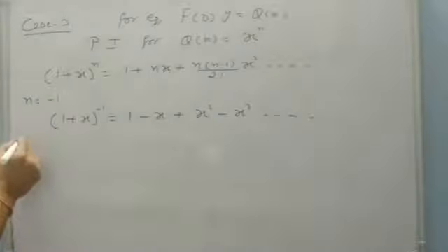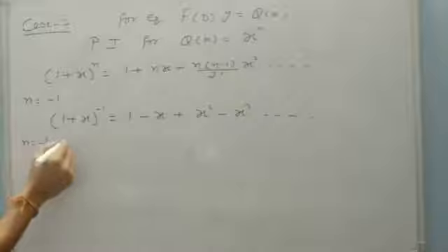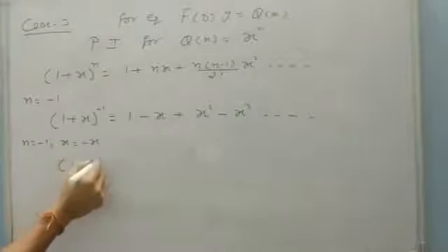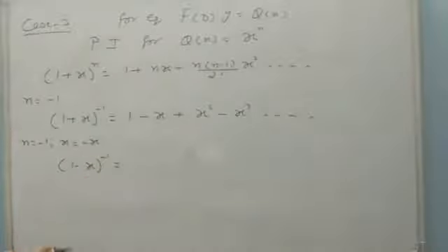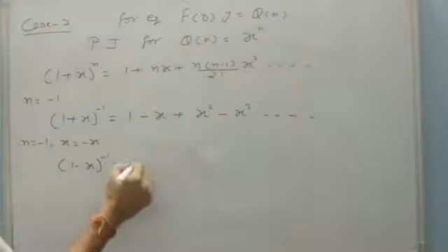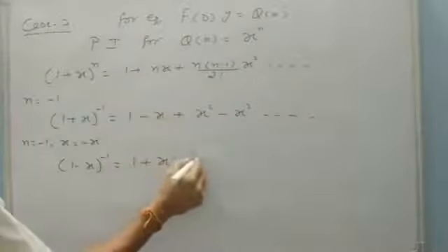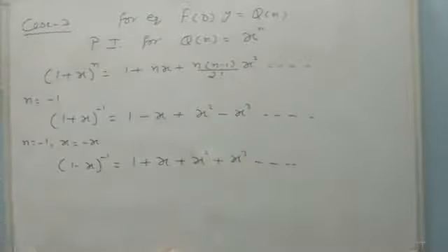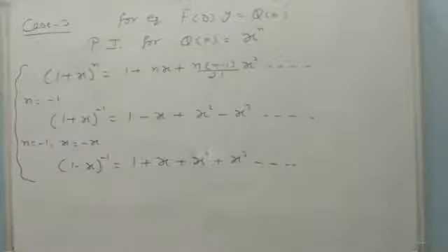In the case when n equals minus 1 and x is also minus x, then it is (1 minus x) to the power minus 1. Then in this case, when x becomes minus x, these minus signs always become positive, and that is 1 plus x plus x square plus x cube and so on. These are very important for solving this case number 3. Now let us do some examples. You will understand how these 3 formulas are important.